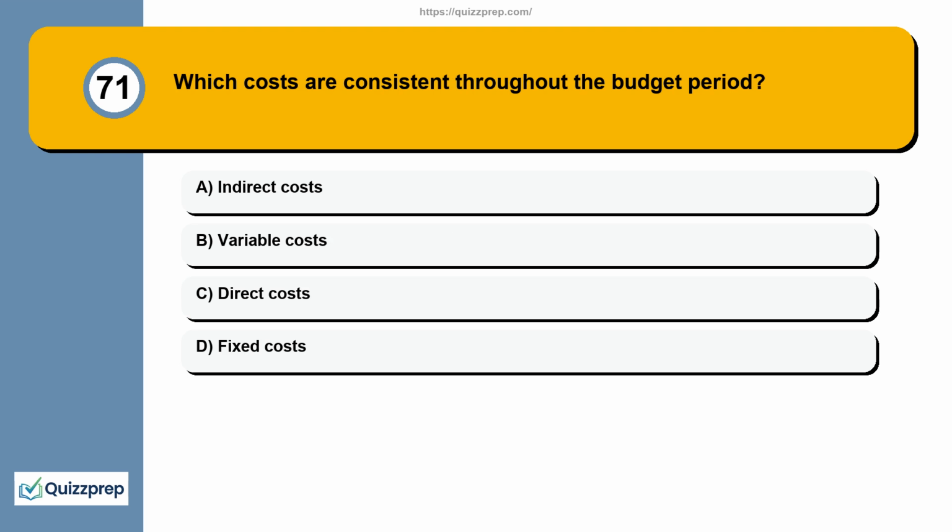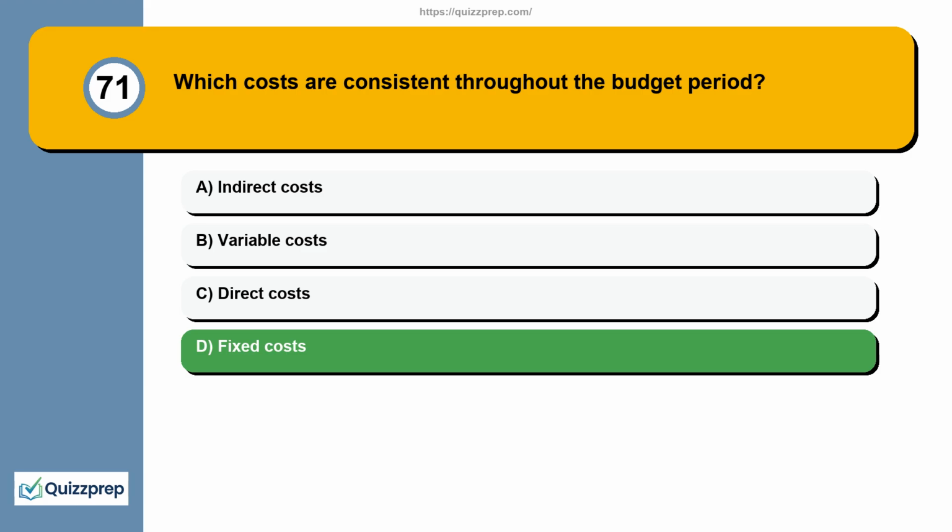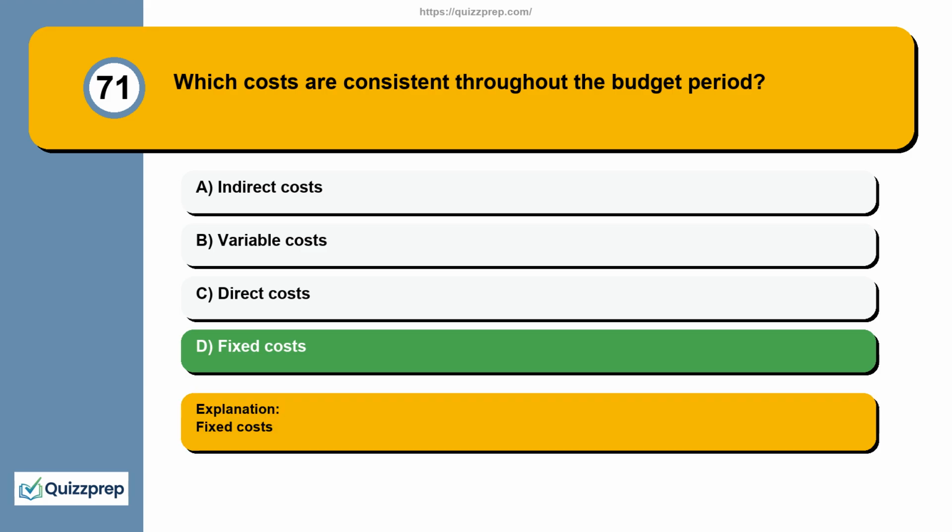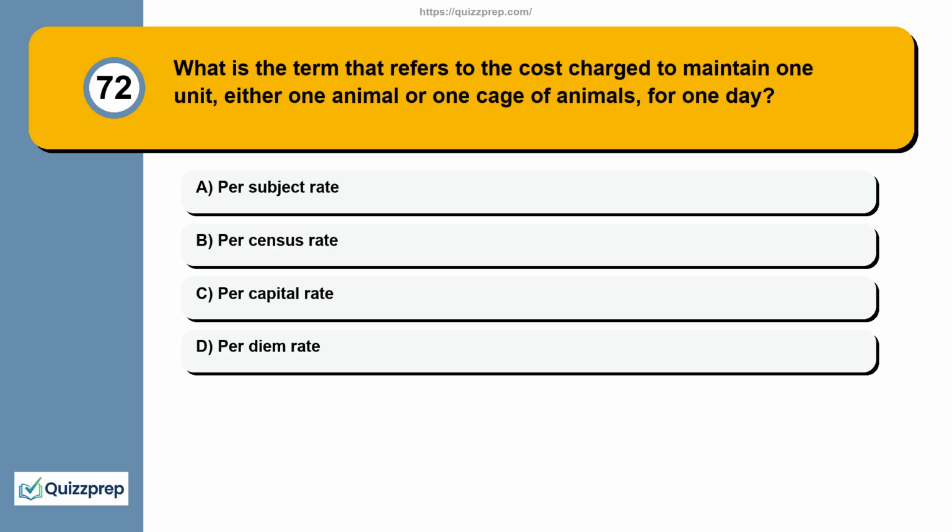Question 71. Which costs are consistent throughout the budget period? Option A, indirect costs. Option B, variable costs. Option C, direct costs. Option D, fixed costs. The correct answer is option D, fixed costs. Question 72. What is the term that refers to the cost charged to maintain one unit, either one animal or one cage of animals, for 1 day?